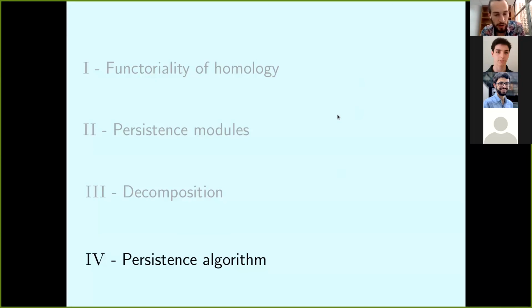So we will finish this lesson with a word about algorithms. How can we compute this barcode? And actually, we already did all the work last week.